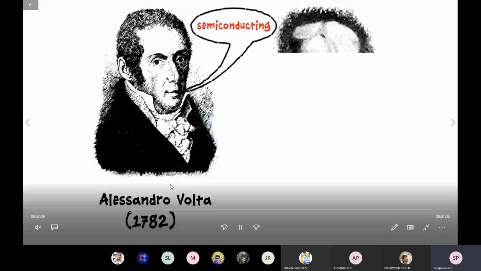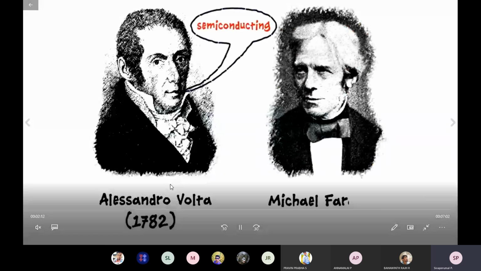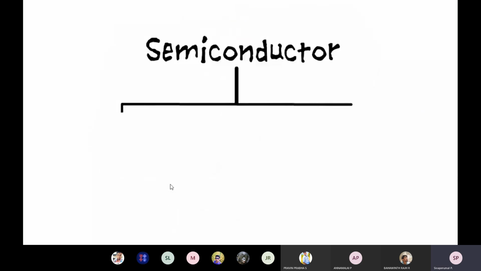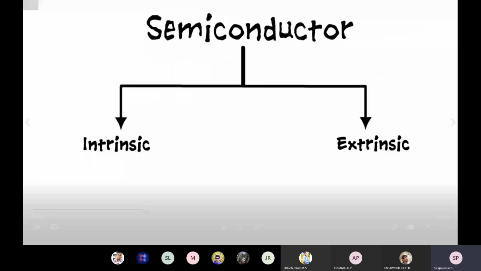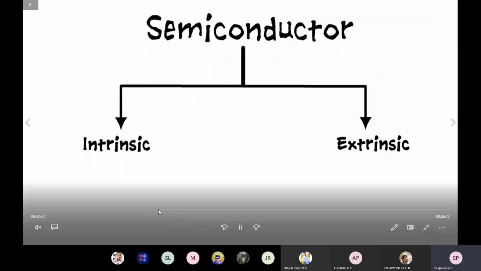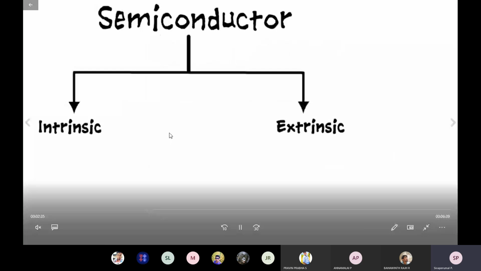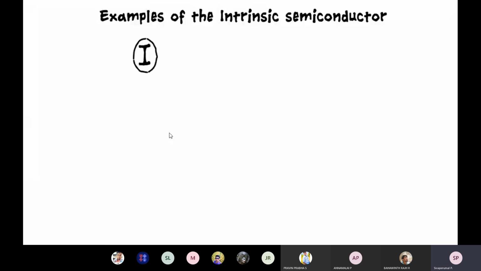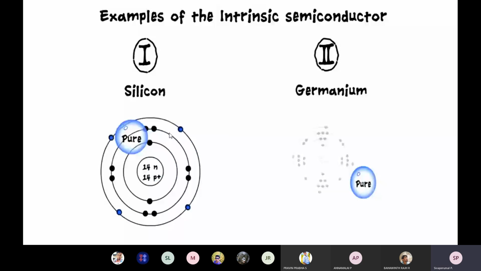Initially Alessandro Volta in 1782 was designing a semiconductor device, but later in 1833 Michael Faraday found it using silver sulfate as the material in the semiconductor device. You know that already; I discussed this. There are two types of semiconductors: intrinsic semiconductors and extrinsic semiconductors. Examples of intrinsic semiconductors are silicon and germanium, which we also discussed.